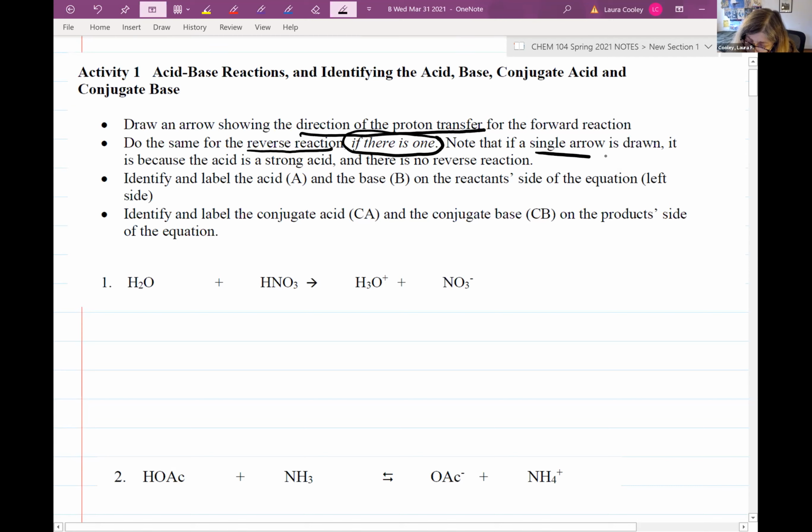If a single arrow is drawn in this exercise, it means that there's a strong acid, because a strong acid fully dissociates. And then we're going to be labeling the acid and the base on the left side, on the reactant side. And then we're going to identify and label the conjugate acid and the conjugate base on the right side, on the product side.